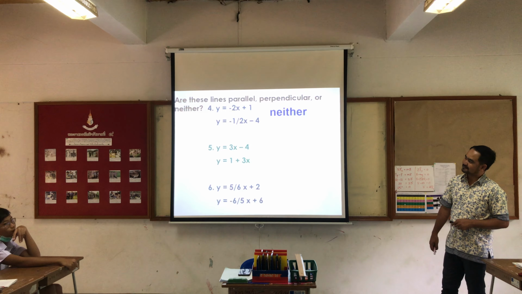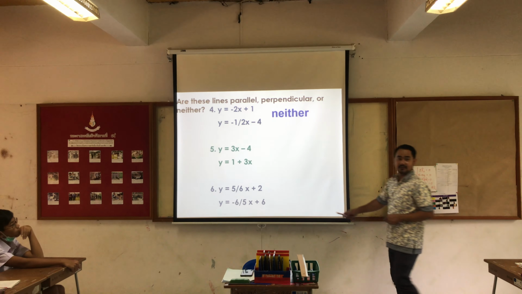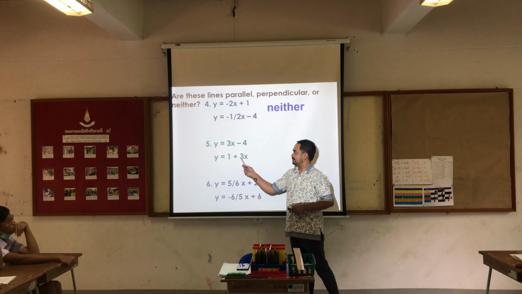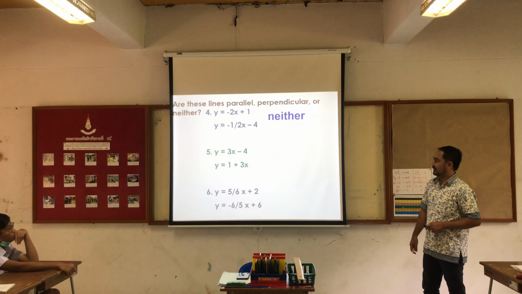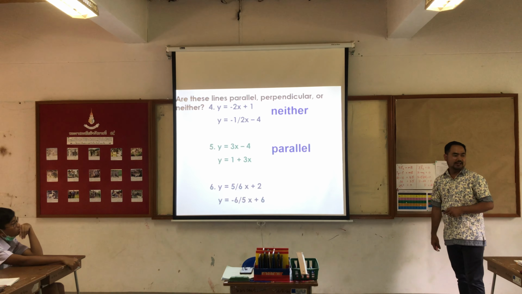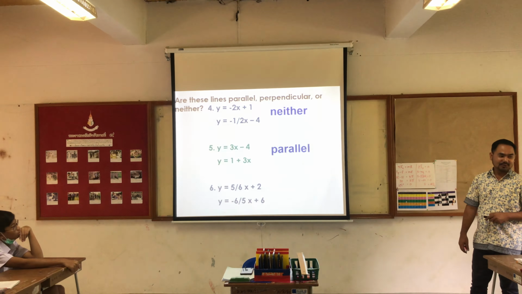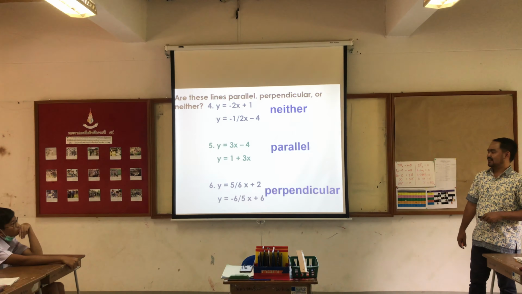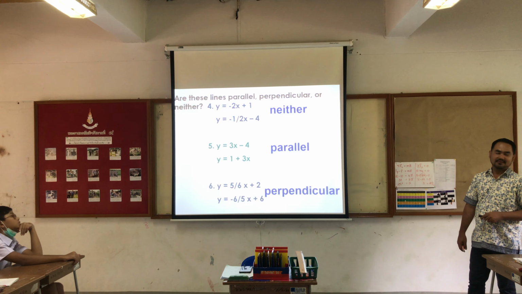Bond. Yes. They have the same slope. If the same, then parallel. Okay, very good. Number 6. Perpendicular. Are you sure? Yes. The answer is perpendicular. Very good. So it's easy, right? Very easy.